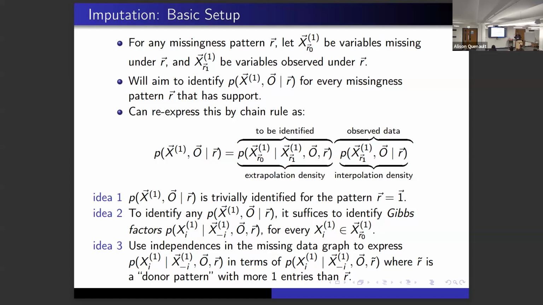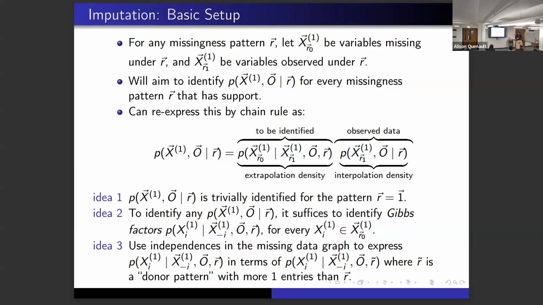Okay, so why Gibbs factors? Because conditionals are often simpler than joints. Okay, so that's idea number 2. Idea number 3, well, what do we have to work with? We are graphical model people. So we are going to use independences implied by the graph. The independences are that every variable in a DAG is independent of its non-parental, non-descendants given its parents. That's what they call the local Markov property, and any logical implication of that.